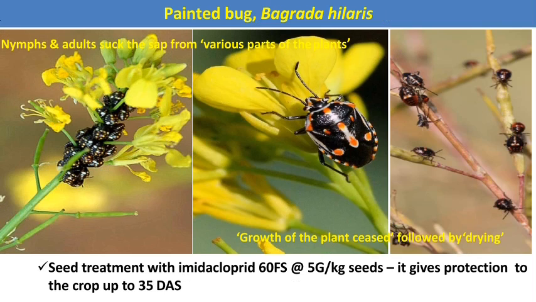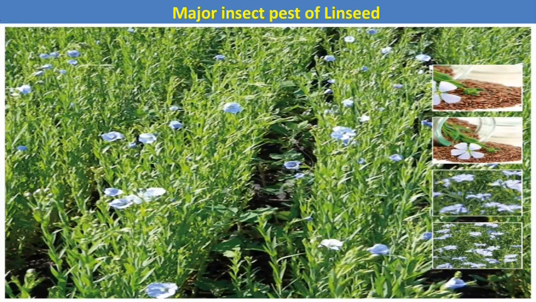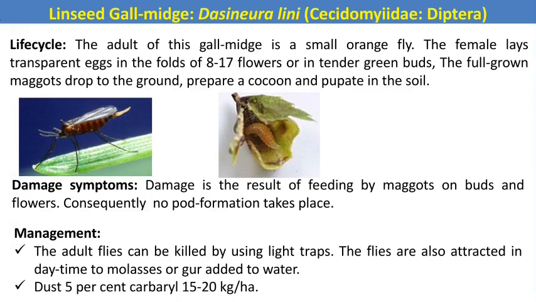It is very effective against the painted bug. Next, that is the major insect pest of linseed. Here, there is only one single pest of linseed which causes damage in the linseed crop, that is the linseed gall fly or linseed gall midge, and the species is Dasineura lini. It is a dipteran pest, hence the damaging stage is maggots.